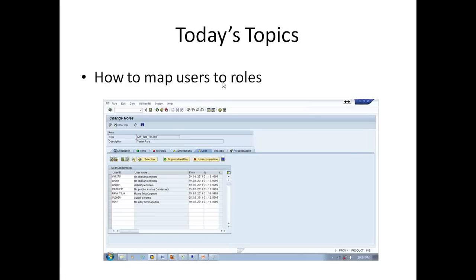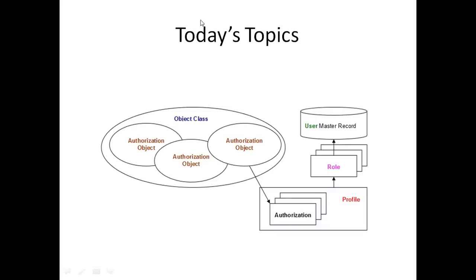In an organization, we don't assign any authorizations to users directly. We have to assign authorization to the roles, then assign the roles to users or map the roles to users. That is easy for us. So this is what we do.